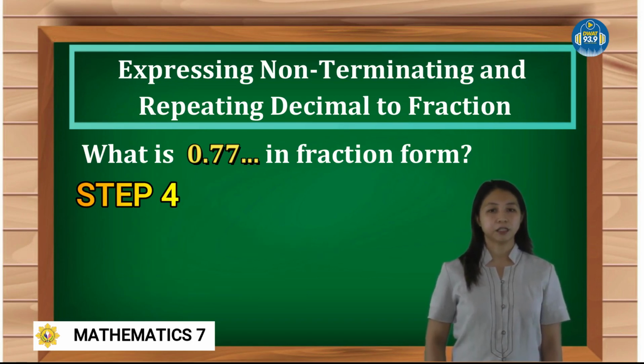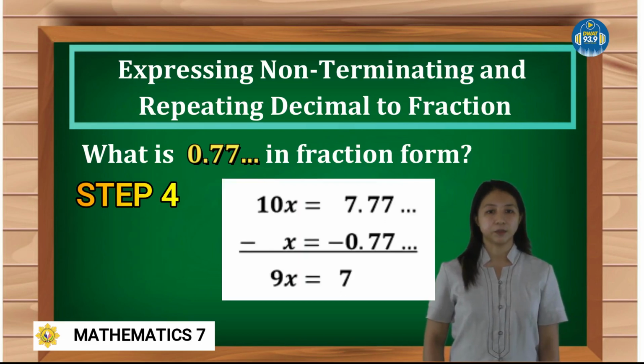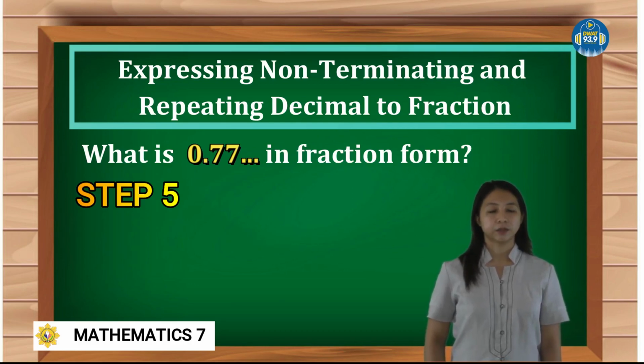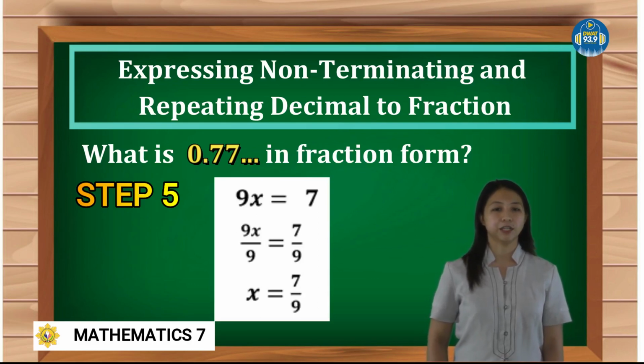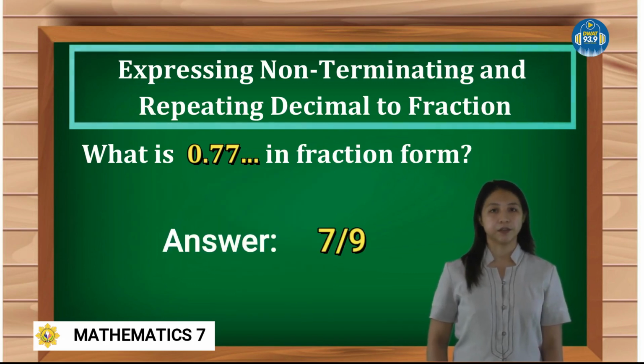Step 4. Subtract the two formed equations. So that will be equation 2 minus equation 1. That is 10x is equal to 7.77 minus x is equal to 0.77. So the answer will be 9x is equal to 7.0. Step 5. Solve for x, then simplify your answer. So 9x is equal to 7. To get rid of 9, we divide both sides of the equation by 9. So that will be x is equal to 7 over 9. So therefore, 0.77 is equal to 7 over 9.